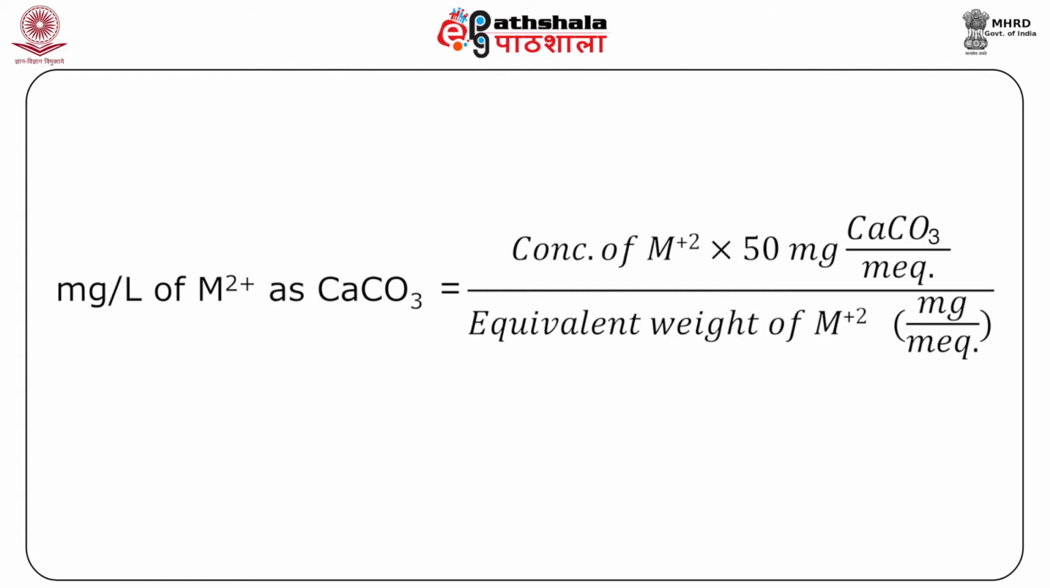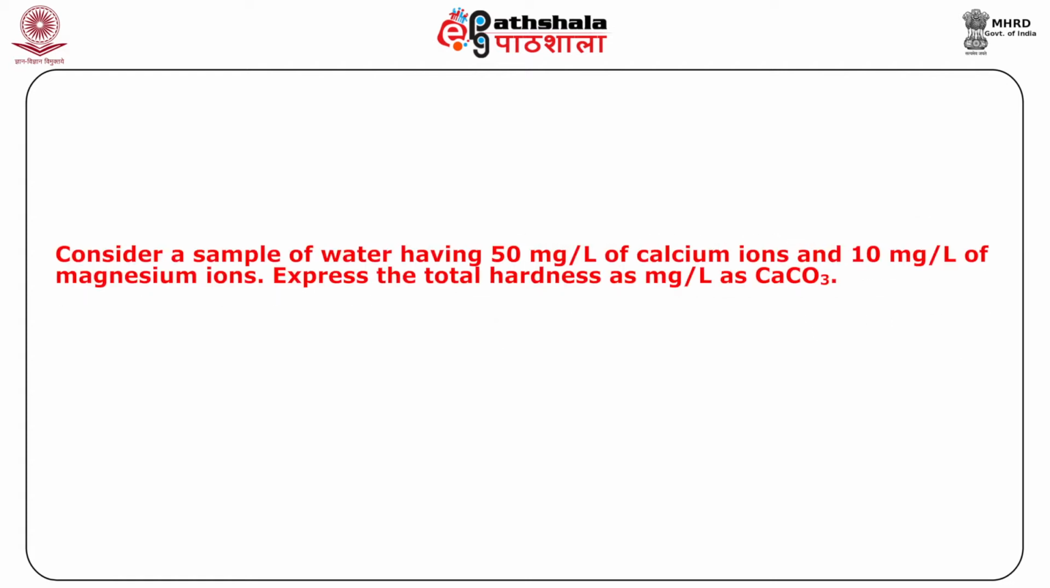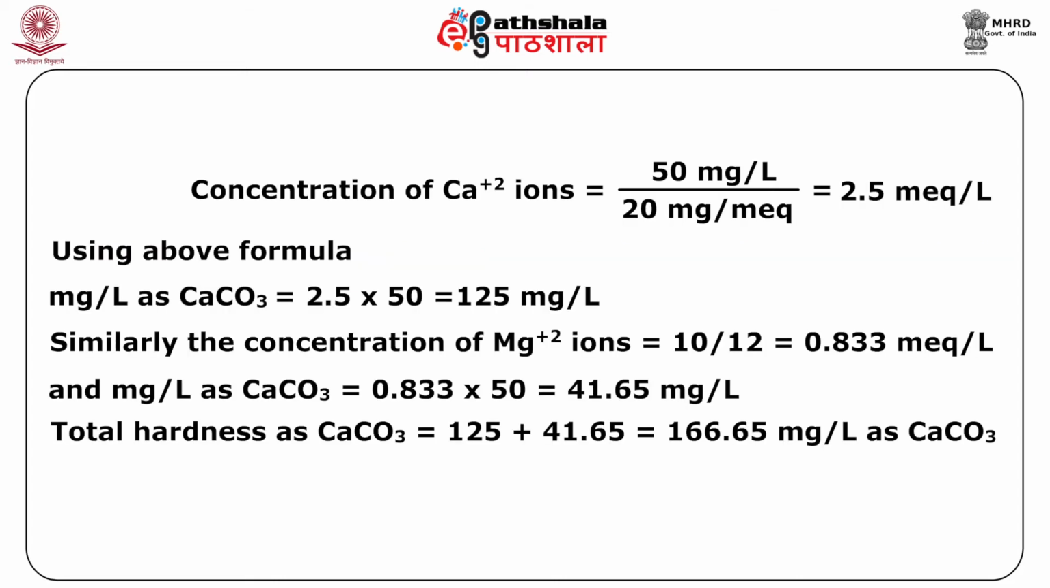Let us consider an example to understand this. For example, you take a sample of water having 50 milligrams per liter of calcium ions and 10 milligrams per liter of magnesium ions. And then if you have to express the total hardness as calcium carbonate, let us try to understand how it can be done. What you will do is take the concentration of calcium ions, here it is given 50 milligrams per liter. So, divide it by its equivalent weight, which is 20 milligrams per milli equivalent, and you get 2.5 milli equivalents per liter.